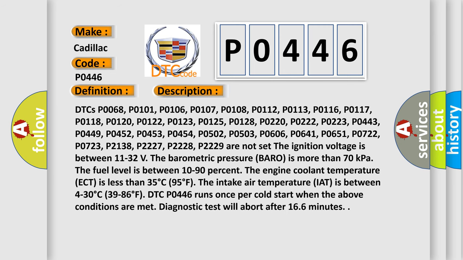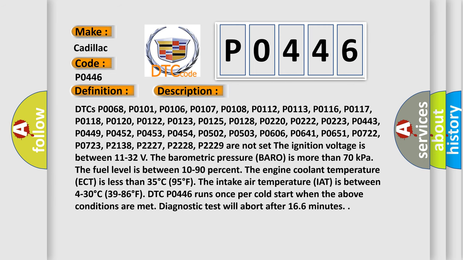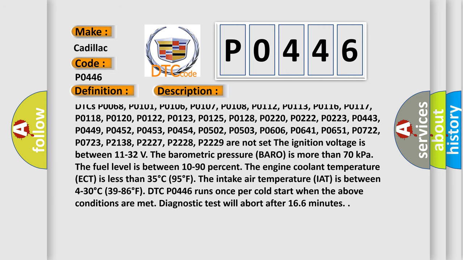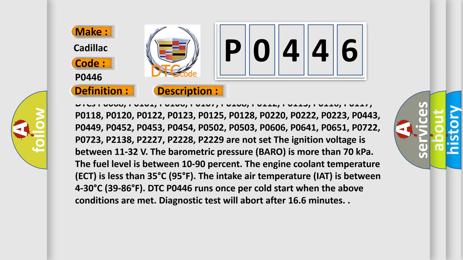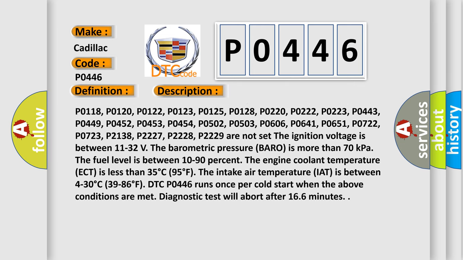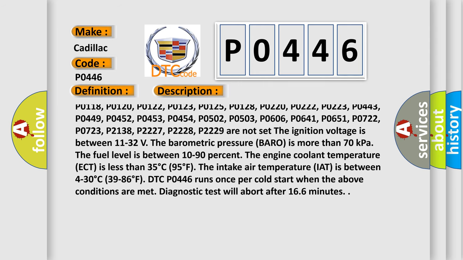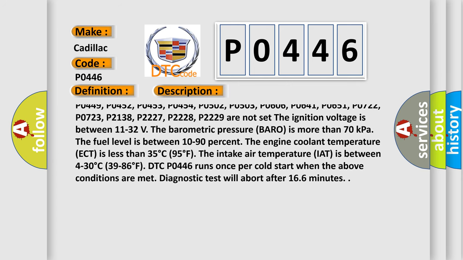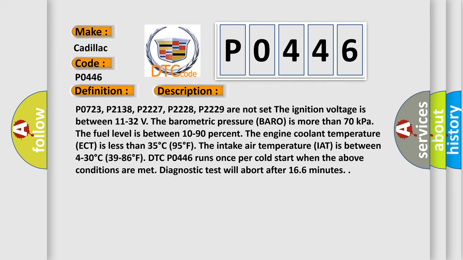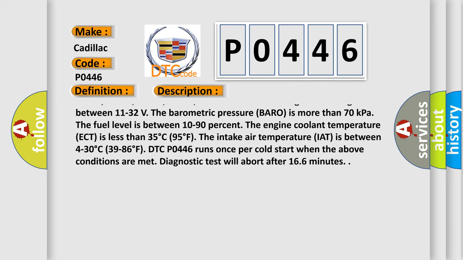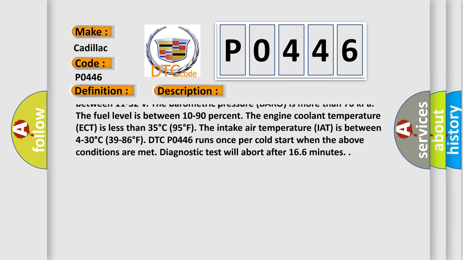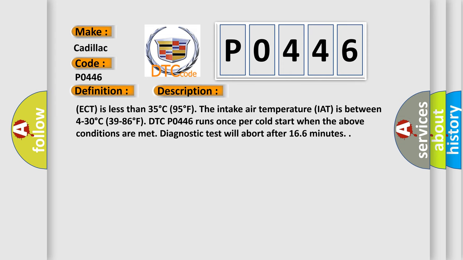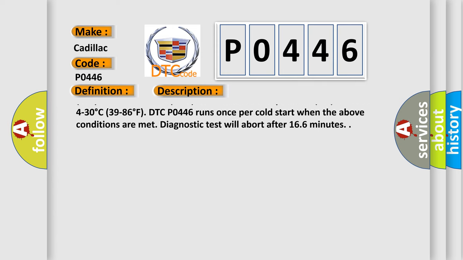DTCs P0068, P0101, P0106, P0107, P0108, P0112, P0113, P0116, P0117, P0118, P0120, P0122, P0123, P0125, P0128, P0220, P0222, P0223, P0443, P0449, P0452, P0453, P0454, P0502, P0503, P0606, P0641, P0651, P0722, P0723, P2138, P2227, P2228, P2229 are not set.